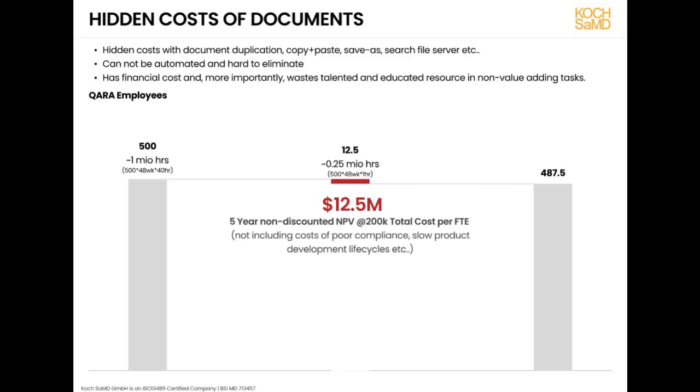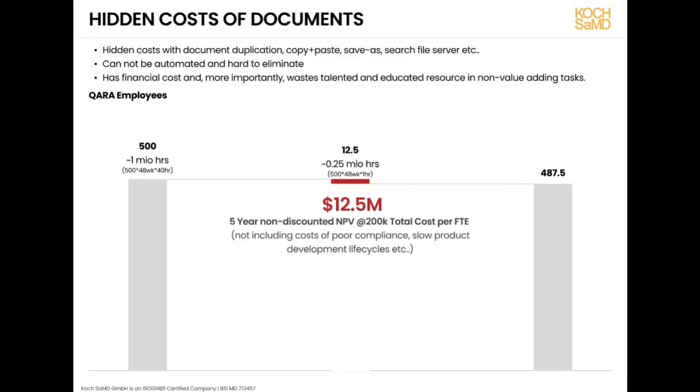And so I've just done a rough calculation here. This left bar is the number of employees. So 500 is how high it is, 500 employees. And if you do a calculation, if you've got 500 employees, you've basically got 1 million hours of available resource to use in any year. So that's 500 employees times 48 weeks per year times 40 hours per week, okay?